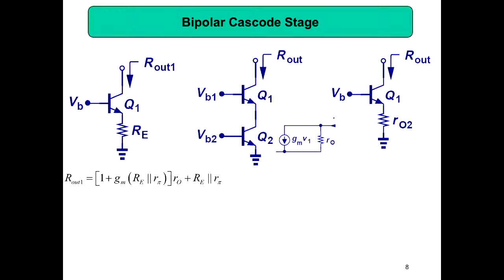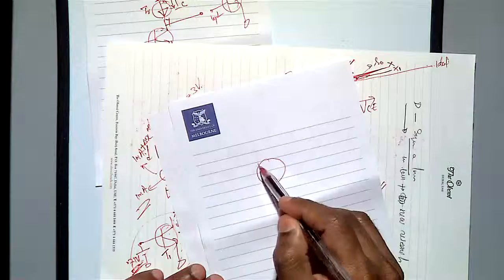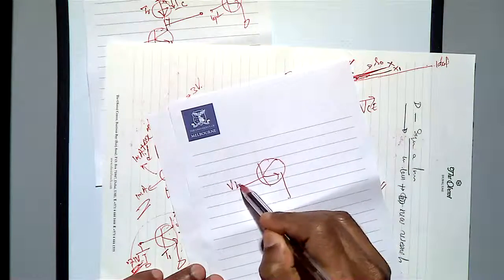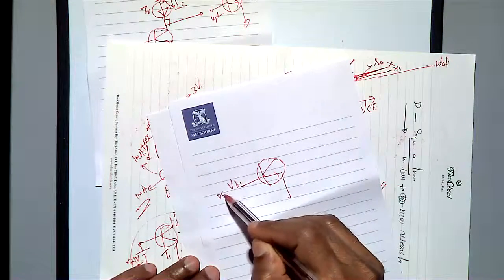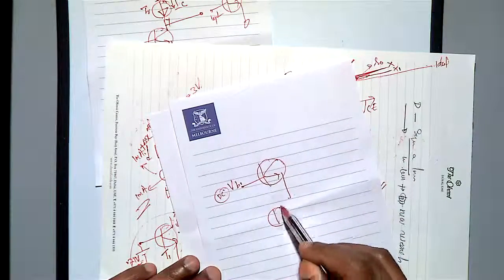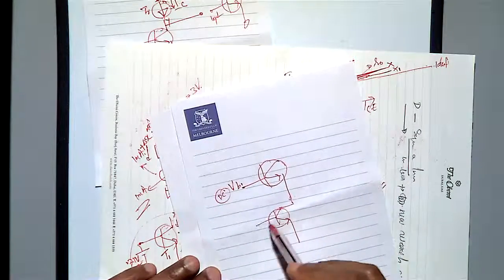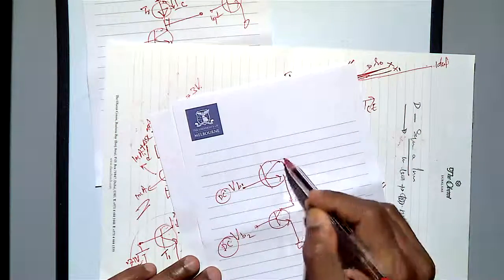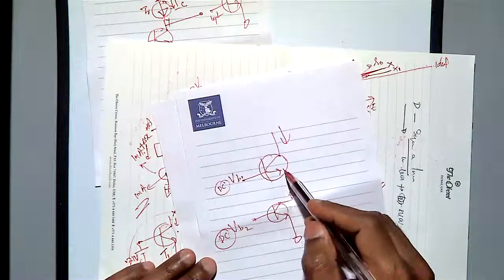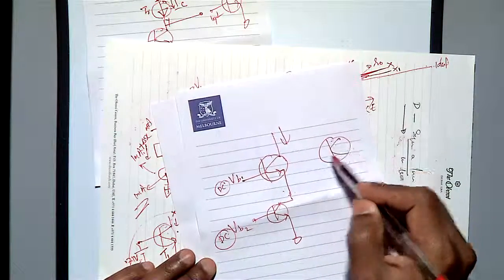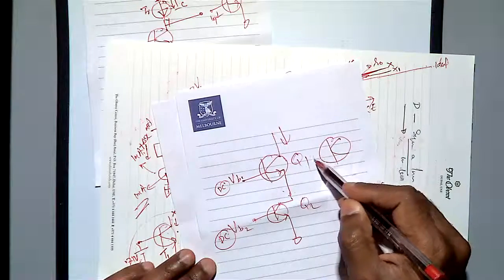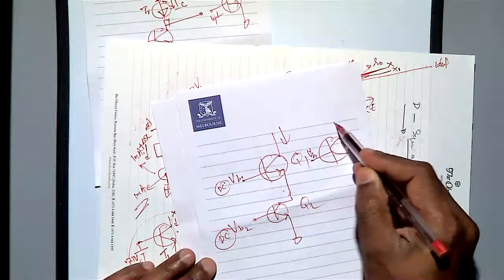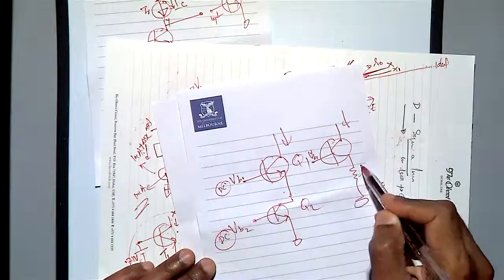Maybe I'll draw it. See, you got two transistors here. So this is VB1, a constant DC value. Then what you have done is you connected another transistor instead of your RE. So this is also a constant DC value, VB2, and then you have grounded. So when you look down, you will get this one, this is Q1, Q2. So the effect is, it is equivalent to connecting Ro2.